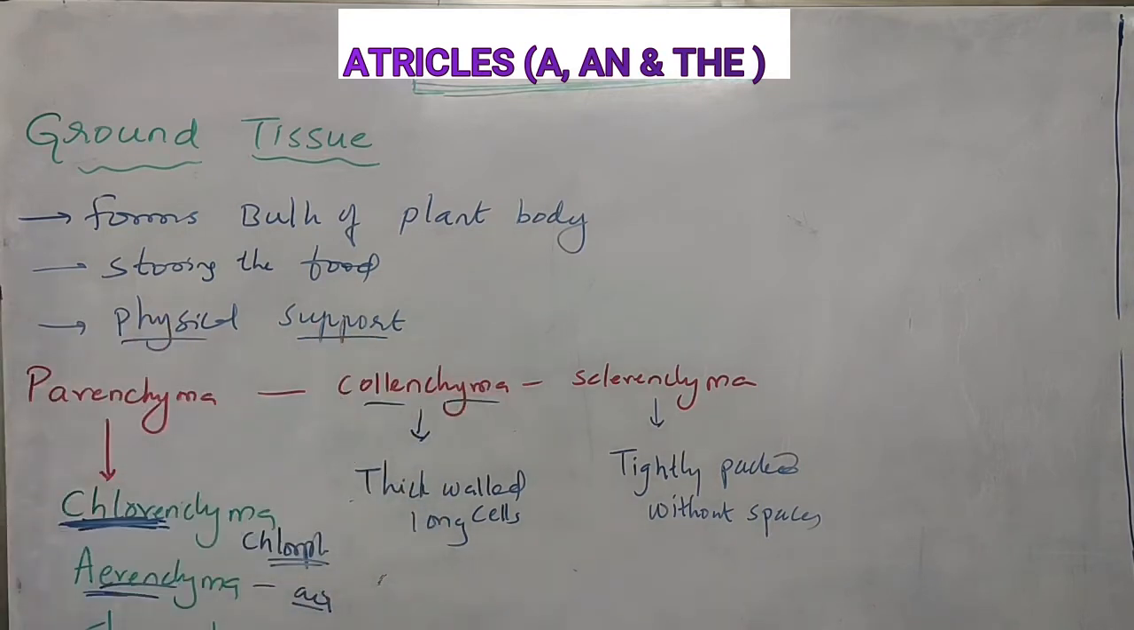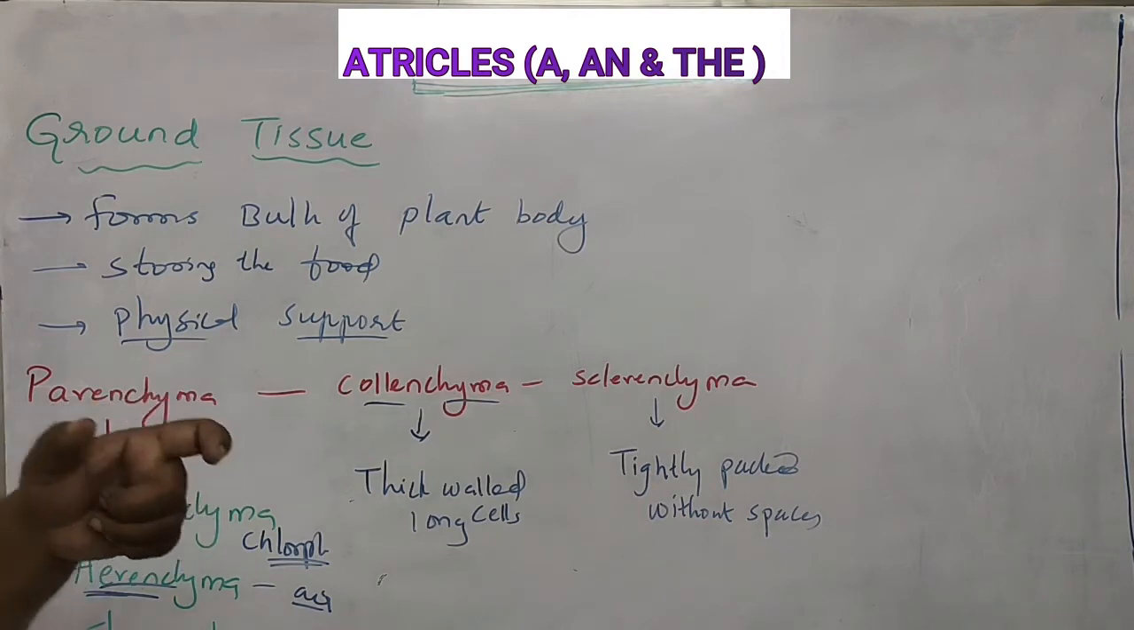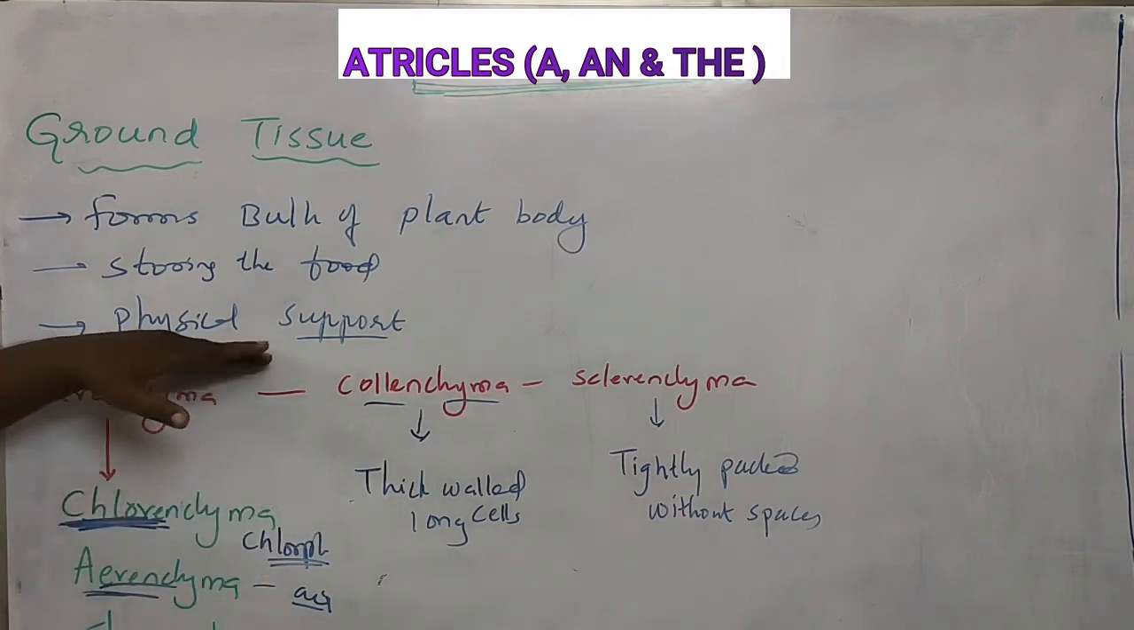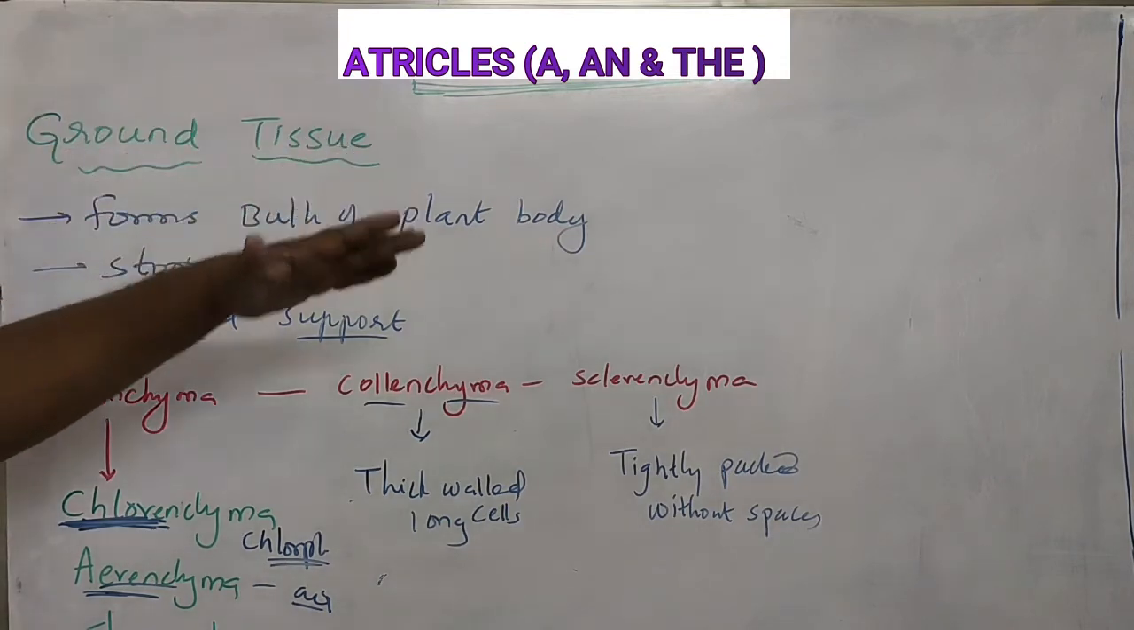Coming to the sclerenchyma, they are also tightly packed cells without any spaces. So all the cells are tightly packed, and they will make the plant very strong, so that they will give the physical support. So on the whole, ground tissue is helping the plant to get the physical support, mechanical support. It is storing the food. It is forming the whole plant body.